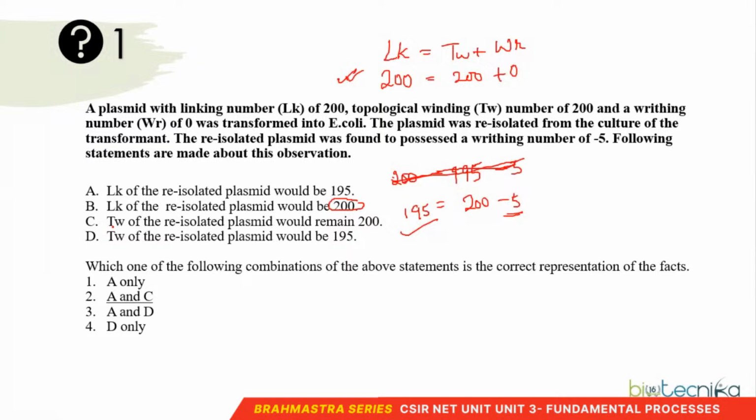Now twist of the re-isolated plasmid would remain 200. Okay, so twist is remaining 200, writhe has become -5. So therefore my re-isolated plasmid linking number has become 195. So this is justified. So the correct statements will be A and C.